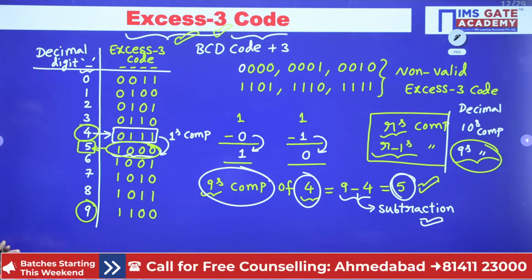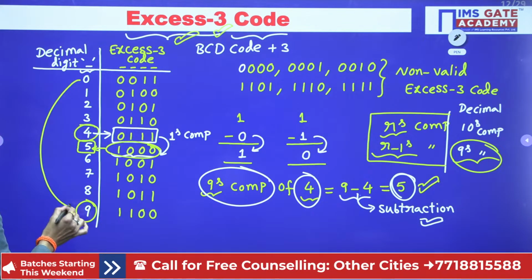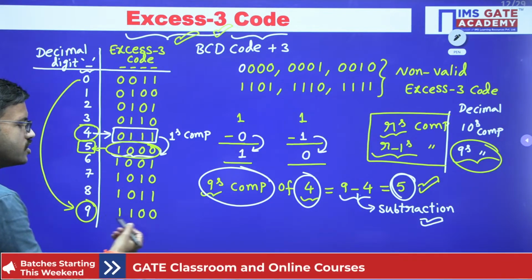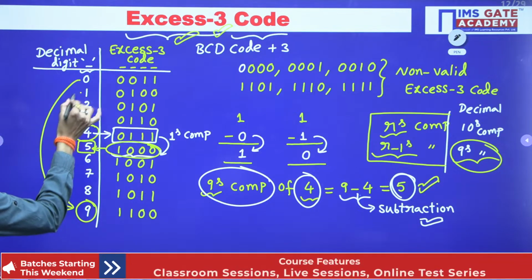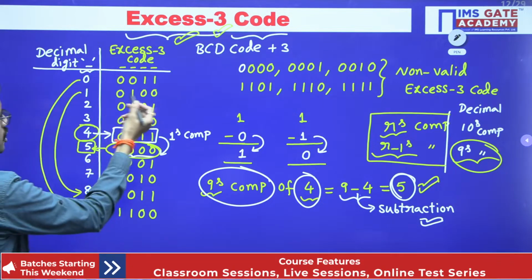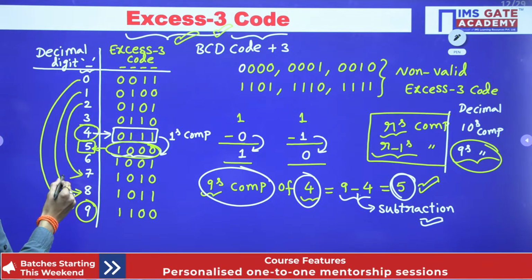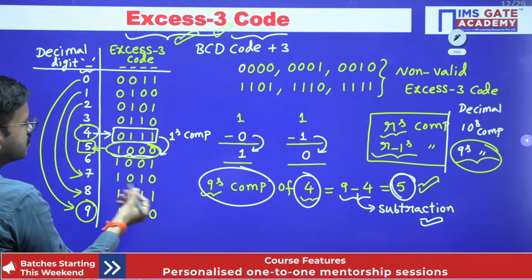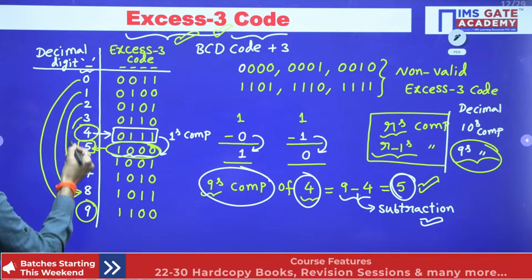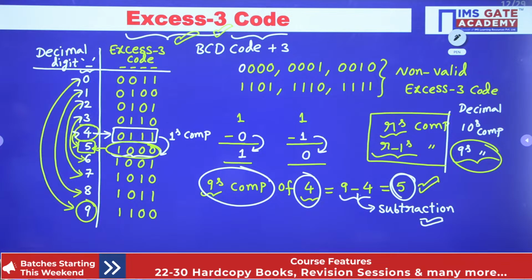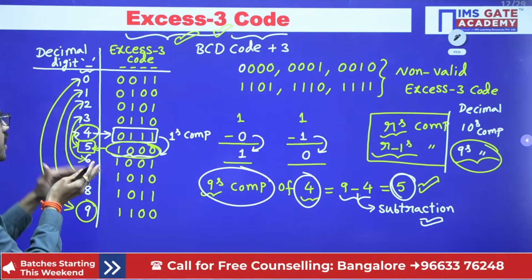Say for example, if you want to perform the 9's complement of 0, that means 9 minus 0 is nothing but 9. So just complement all the bits here. 0011, complement means 1100, right? Similarly, the 9's complement of 1 is 9 minus 1, that is 8. 0100, 1's complement you will get 1011. Similarly, 9 minus 2 is 7. 0101, complement means 1010. In this way, 9 minus 3 is 6. 9 minus 4 we already discussed. Similarly, vice versa. So here for all the numbers it is possible.